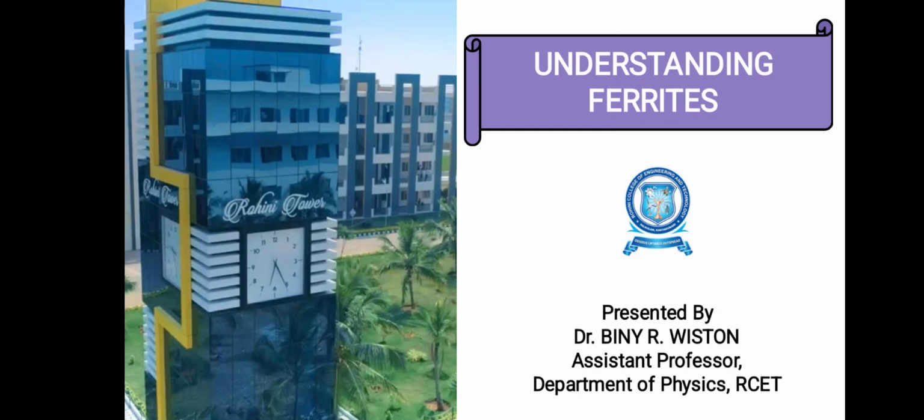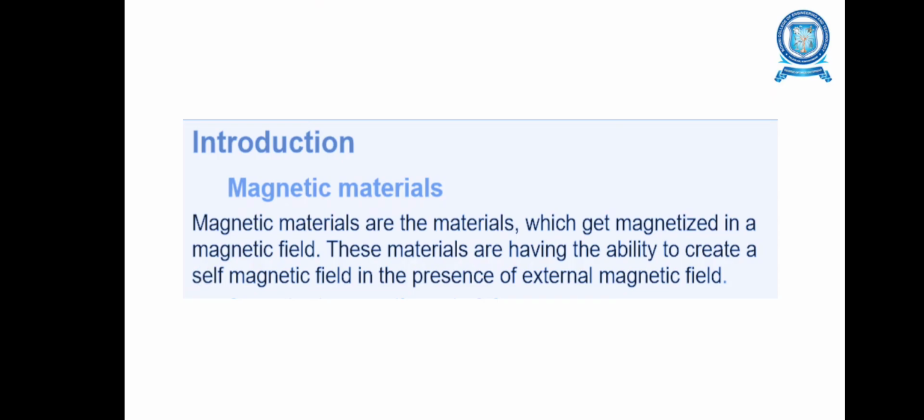In this video, we'll discuss understanding ferrites. To understand ferrites, first we must know what a magnetic material is. Magnetic materials are materials which get magnetized in a magnetic field. These materials have an ability to create their own magnetic field in the presence of an external magnetic field.